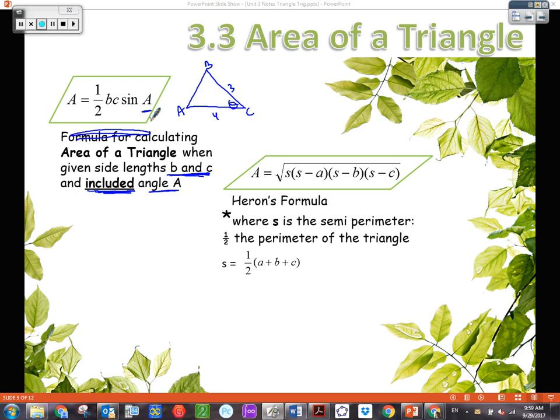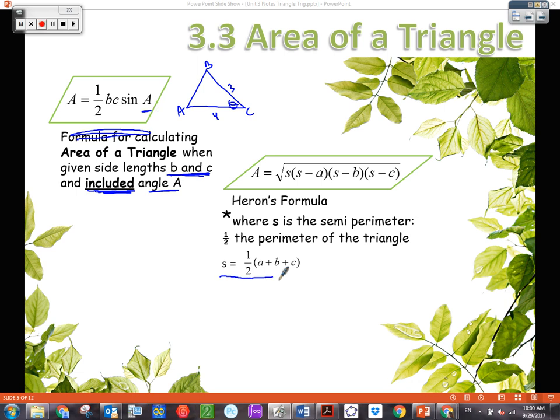The second one is Heron's formula, and you may have already had experience with this. I don't know if y'all did this in geometry or not, but Heron's formula requires that we have all of the side lengths. So we don't need any angle measures to do Heron's formula. We just need all of the side lengths. And there's a different concept here with the semi-perimeter. I know we all know what a perimeter is. This formula uses a semi-perimeter, which is basically, you add all the sides, because you have to have all the sides to be able to do this formula. You add them all up and divide by 2. That's your semi-perimeter.